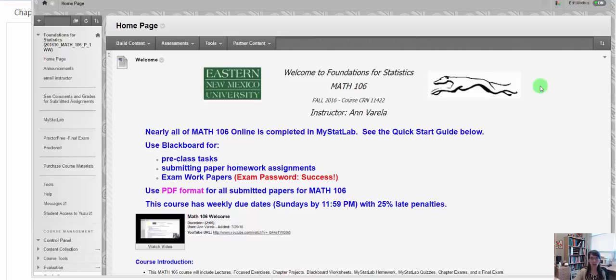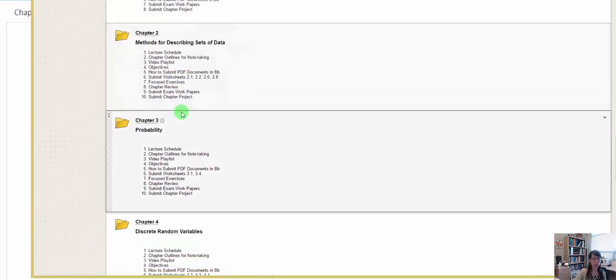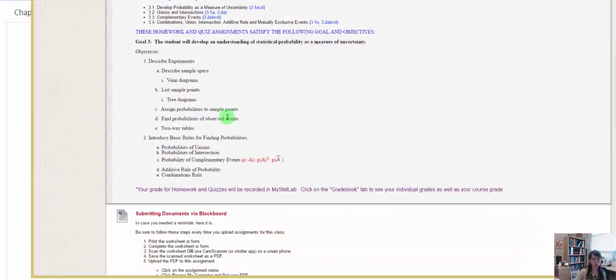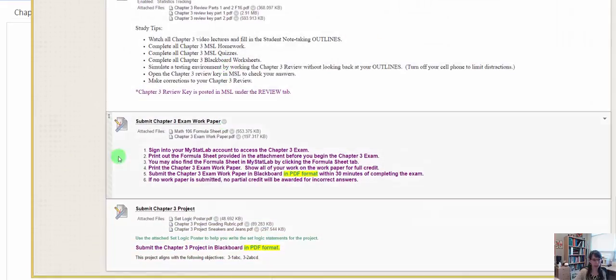This tutorial is for your Chapter 3 project. You'll want to have Blackboard open, and if you're on the home page, you're going to scroll all the way down till you find the Chapter 3 folder. Click on the Chapter 3 folder, and at the bottom of this folder you'll find information regarding the project.